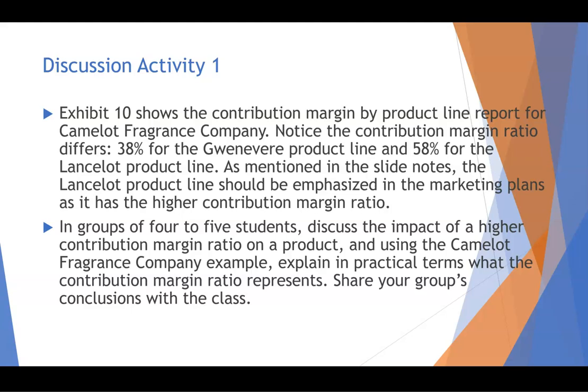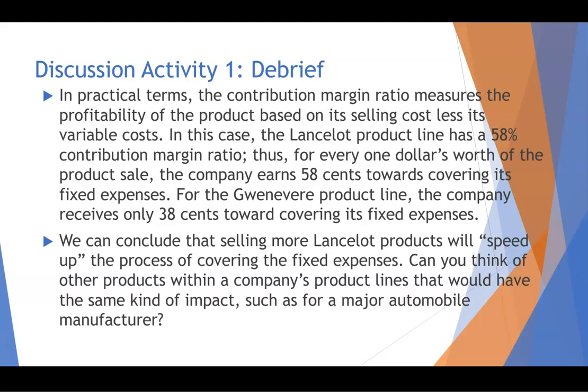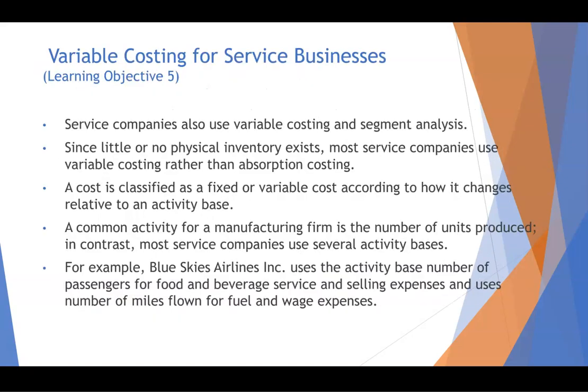So, what's the impact of a higher contribution margin ratio on one product, and how does that affect the company? Selling more Lancelot products will speed up the process of covering the fixed expenses. For the Guinevere product line, the company only gets 38 cents towards covering its fixed expenses, whereas with the Lancelot product, it gets 58 cents towards those fixed expenses.